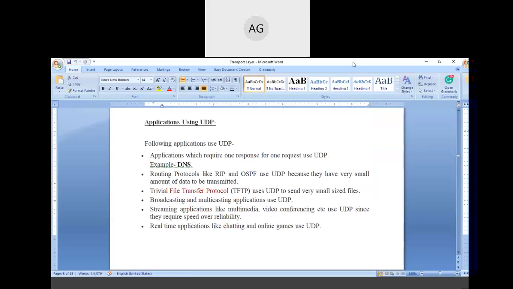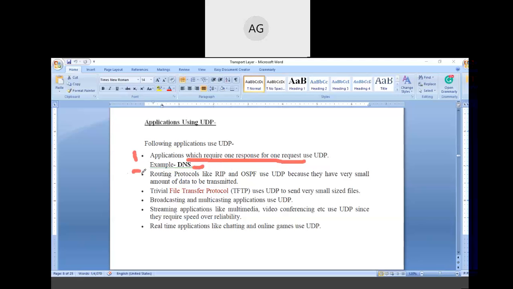Now the next topic is applications using UDP. The following applications use UDP. First, applications which require one response for one request use UDP, for example DNS. We already discussed DNS in unit 2. DNS means domain name system, which uses the services of UDP.